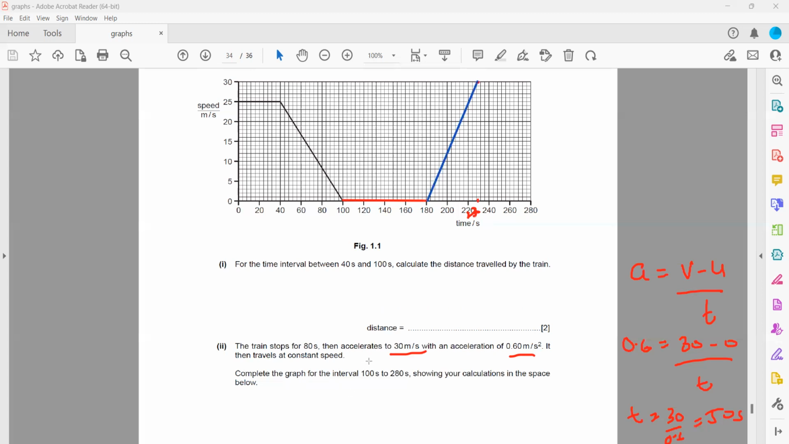And then it continues to move at a constant speed. So this is the graph which we have to complete. First, for 80 seconds, it was at rest, so speed was 0. Then it had a constant acceleration for 50 seconds, which we work out by using a formula, and then it continued to move with a higher constant speed.